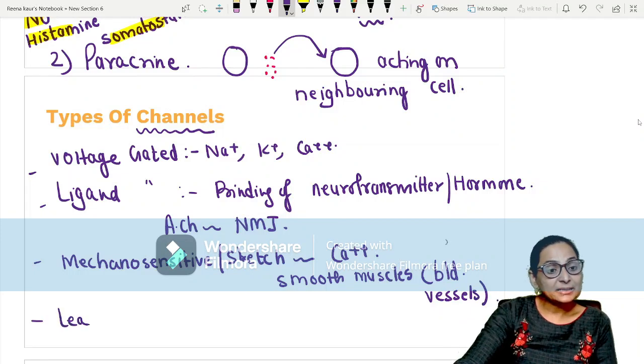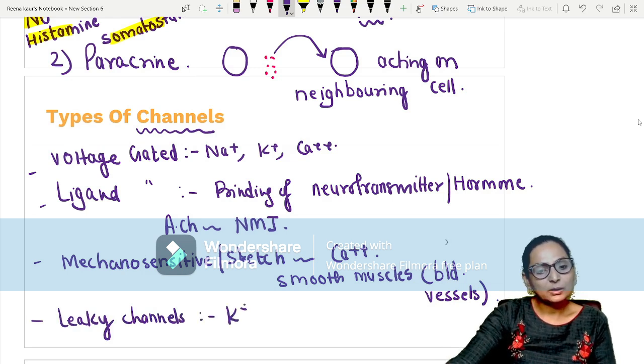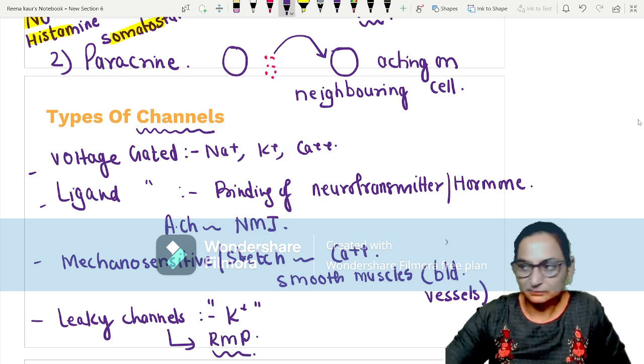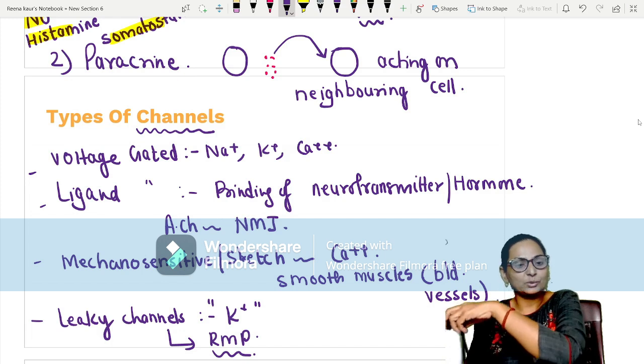Then there are leaky channels. These leaky channels are maximum for potassium, and this leaky channel for potassium is going to contribute to RMP, that is resting membrane potential.